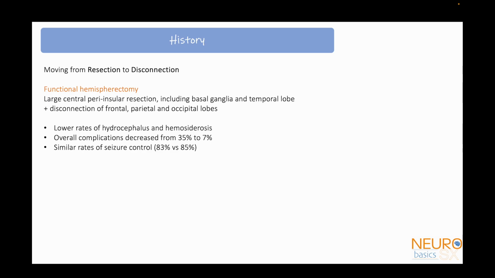So the advantages of this were that there were lower rates of the complications associated with hemispherectomy, so we did not see as much hydrocephalus and hemosiderosis. The overall complications decreased from 35 to 7%, and we still had a good amount of seizure control. It was 83% with functional hemispherectomies versus 85% with anatomical hemispherectomies.